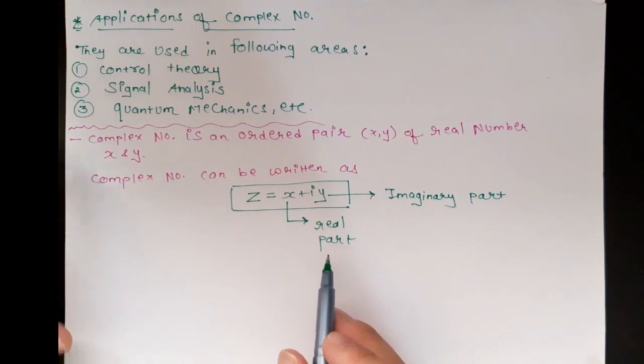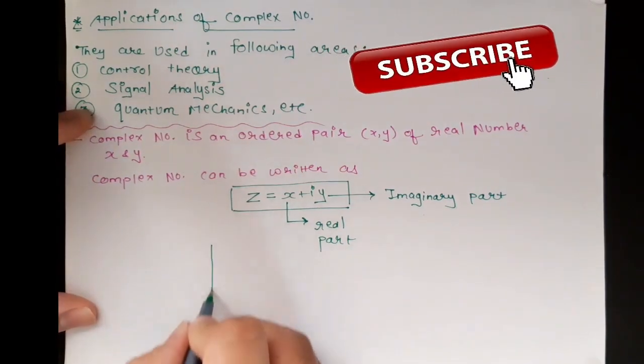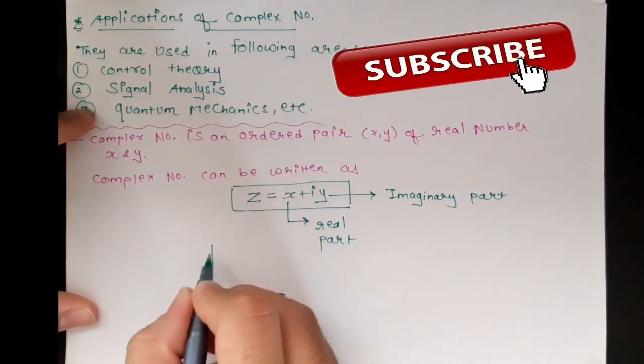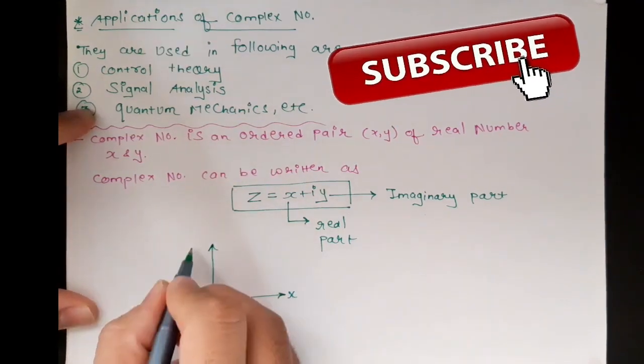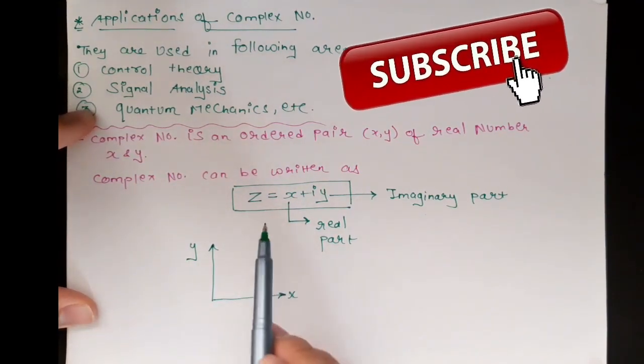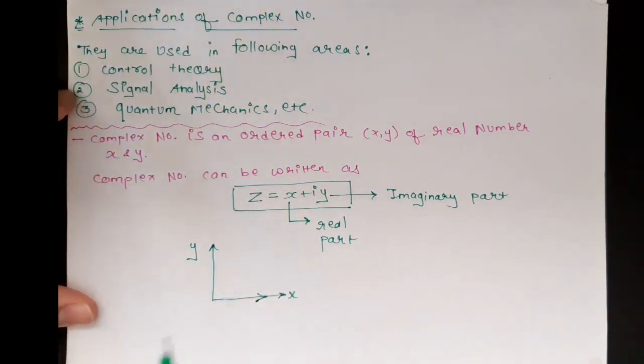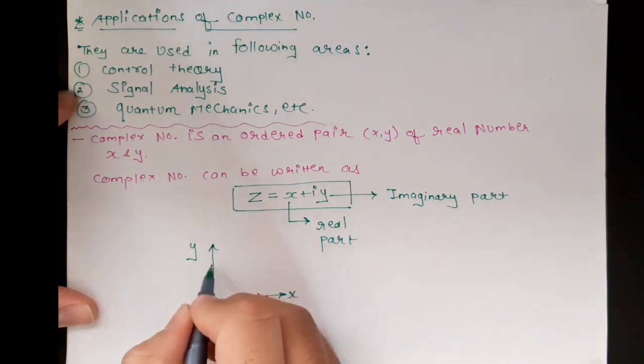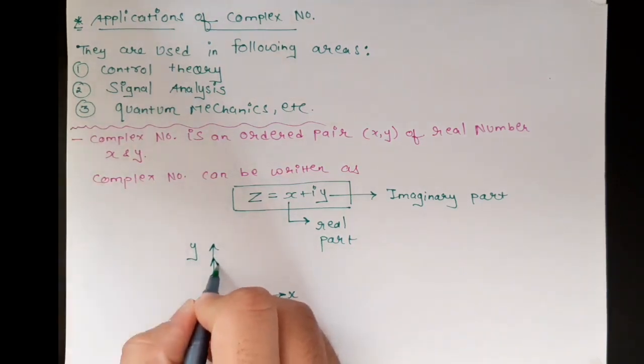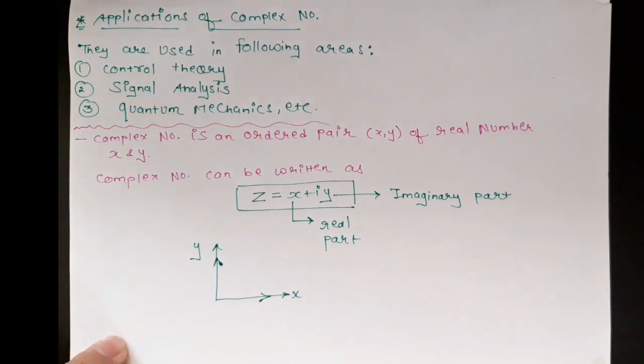The real part is represented on the real axis. Let's say x and y are the coordinate system. This is the x-axis and this is the y-axis. So the real part of the complex number is always represented on the real axis, that is the x-axis, and the imaginary part of the complex number is always represented on the imaginary axis, that is the y-axis. Remember this.